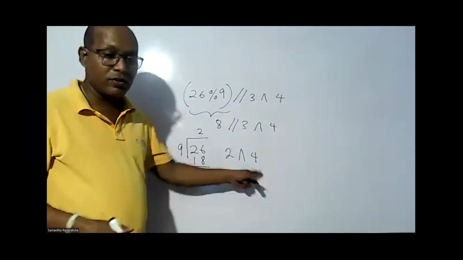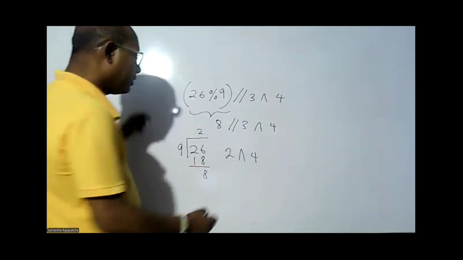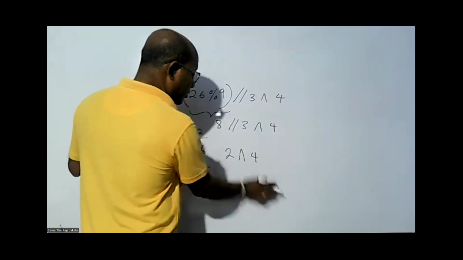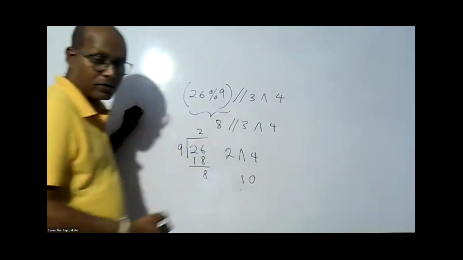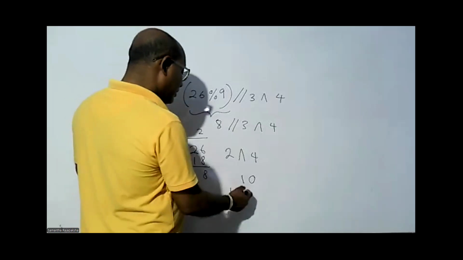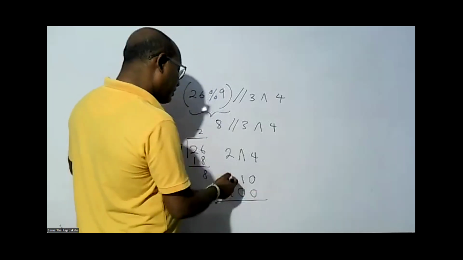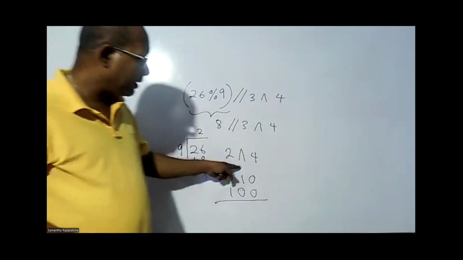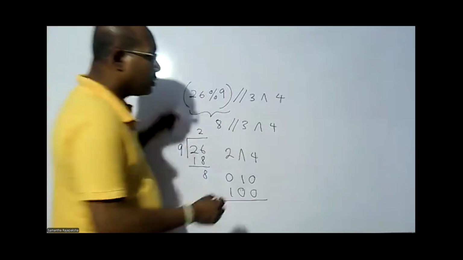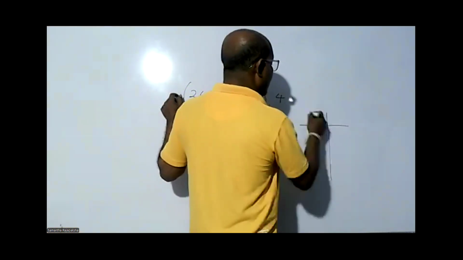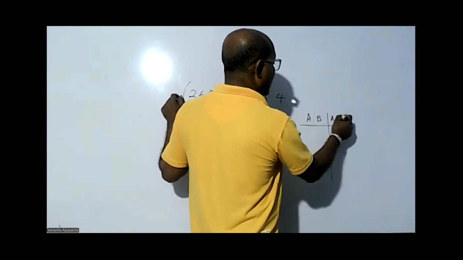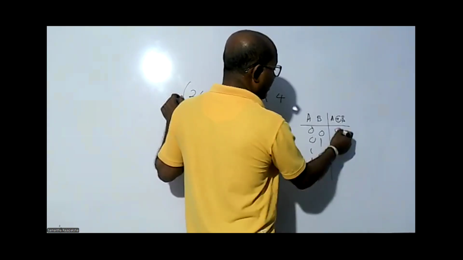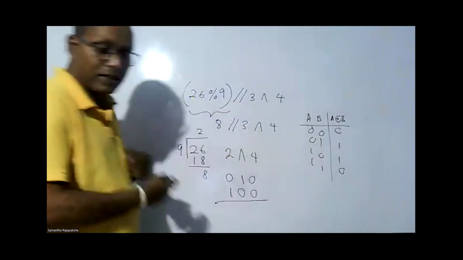This bitwise exclusive OR, how do you calculate? 2 means 1, 0. 4 means 1, 0, 0. To make the exclusive OR, we put 0 here. Now this symbol is exclusive OR. You should know the truth table for exclusive OR: 0, 0 gives 0; 0, 1 gives 1; 1, 0 gives 1; 1, 1 gives 0. That's the truth table for exclusive OR.